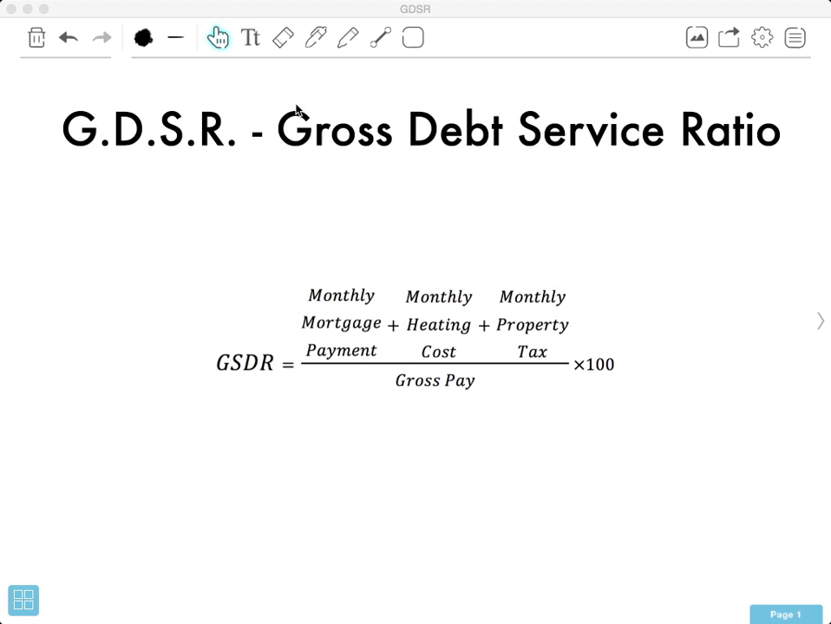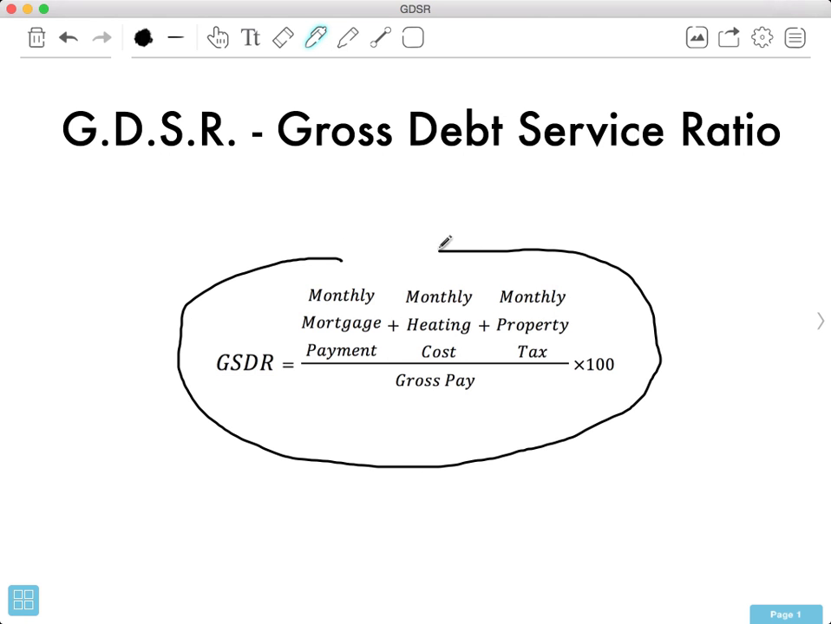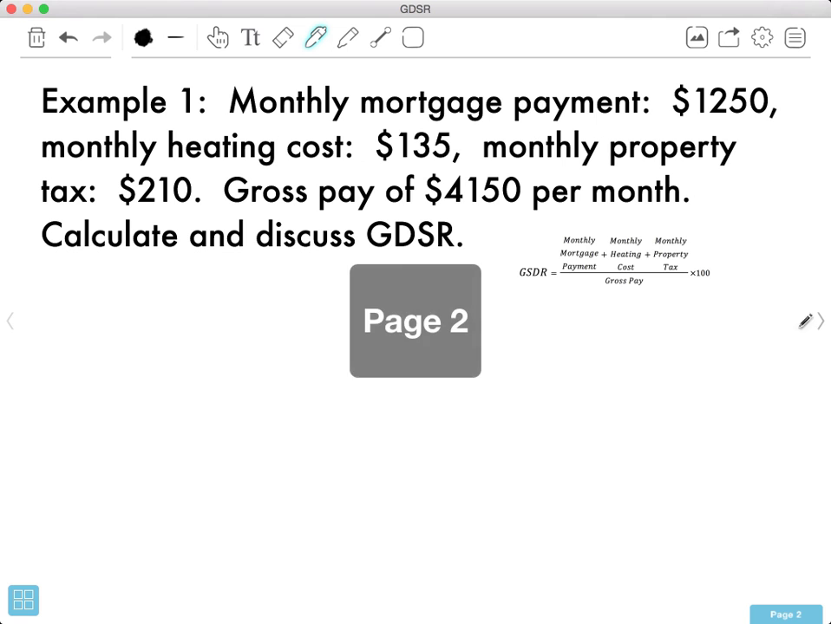How they do that is by using this formula for something called the gross debt service ratio. A ratio is just a number that can be expressed as a fraction or a percentage. And what they're doing is they're comparing your debt, your house-related debt, these items on the top, to how much you get paid. And if too much of your pay is taken up by house-related debt, they're not going to lend you the money for the mortgage. So let's go and look at a calculation, and we'll discuss what the answer means.